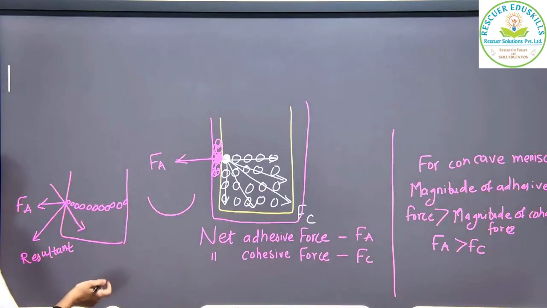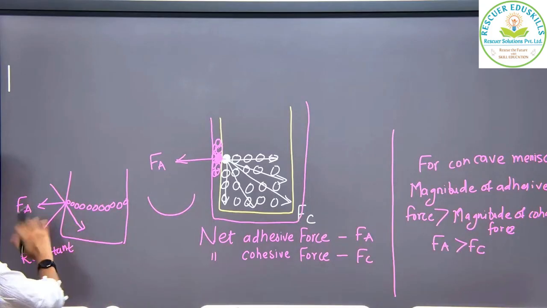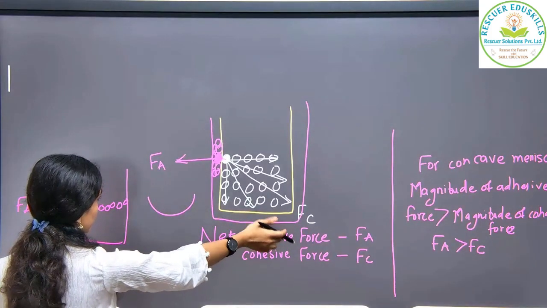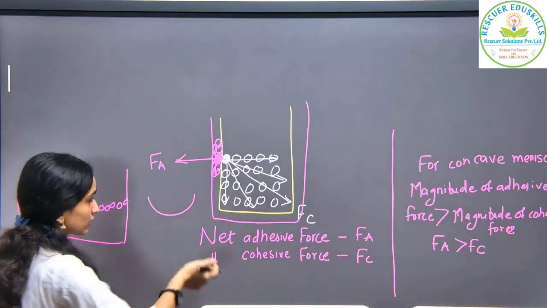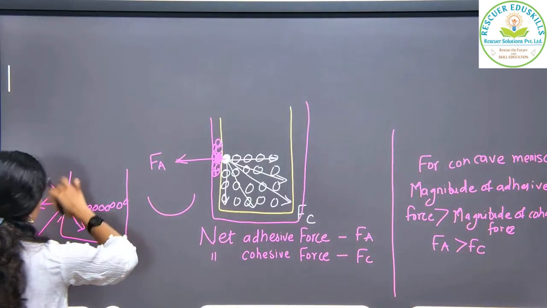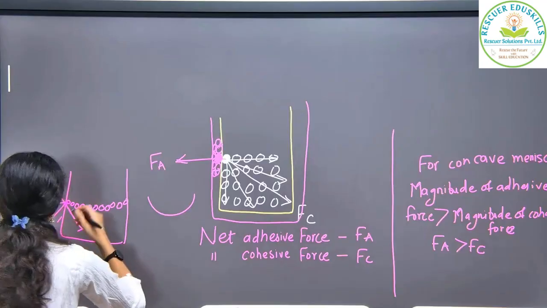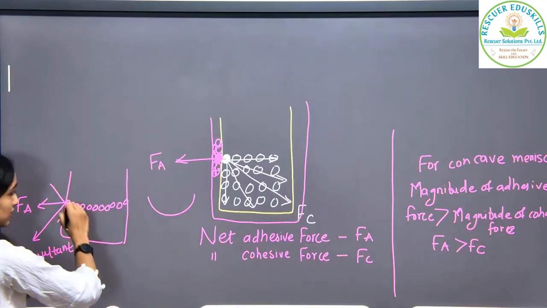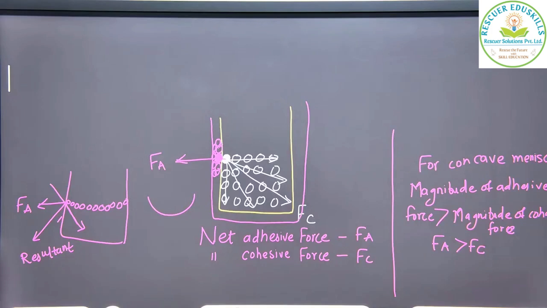Understood? First, we saw that this is the adhesive force and this is the cohesive force. Adhesive force is more in a concave meniscus than cohesive force. So we calculated this resultant, and then we drew this 90 degree tangent. As this tangent is at 90 degrees, this meniscus is concave. And this is the definition of surface tension, right? Surface tension tells us that the molecules will be across the tangent.